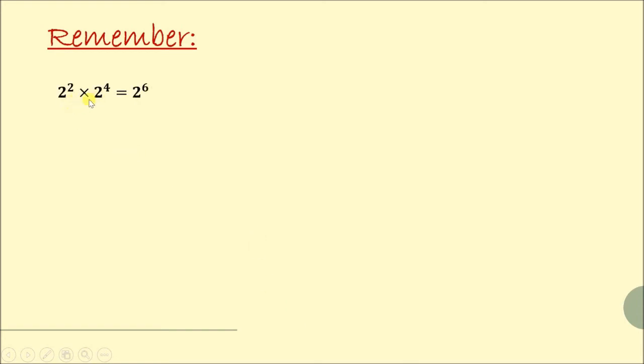And if I multiply two numbers with powers, 2 to the power 2 times 2 to the power 4 equals 2 to the power 6. How? If the bases are the same, we keep the base and add the powers. 2 plus 4 equals 6.